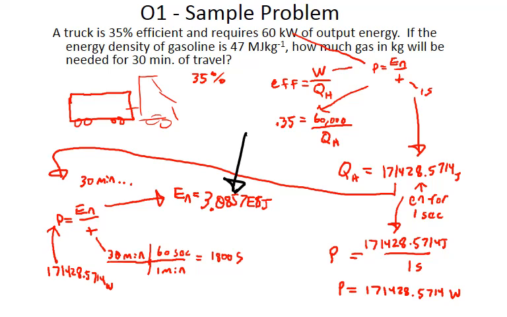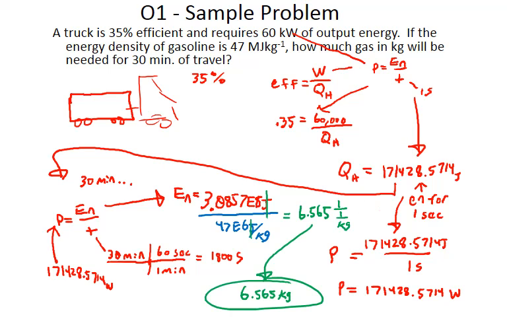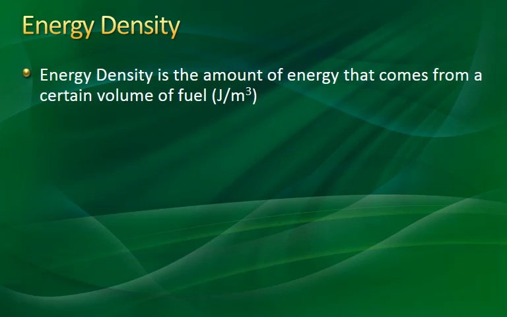Now we know this is the energy density, 47 megajoules per kilogram. If we divide by that, the joules cancel, and we end up getting 6.6 kilograms of fuel that we would need. Now, if we were 100% efficient, we would need much less fuel, but we have to get that total amount.